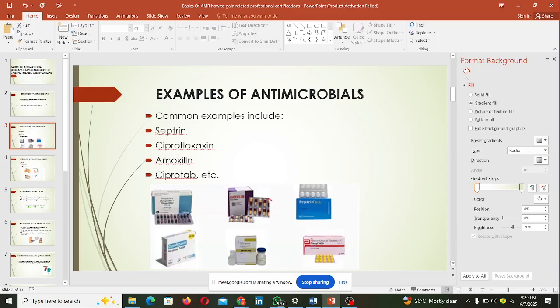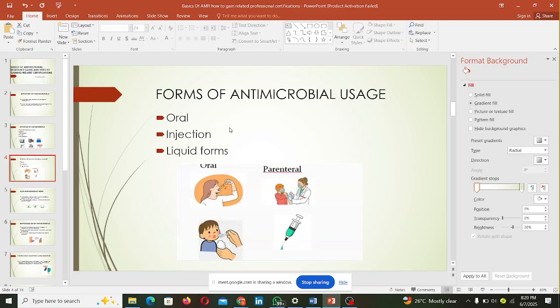They must have heard about them before. Okay, so we have Septrin, we have ciprofloxacin, we have amoxicillin, and then we have ciprotab. And there are various forms of antimicrobial usage. We have oral form, we have injection, and we have liquid forms also. So all these small children, most of the time they make use of liquids, so as for them to easily take in the antimicrobial. And then we have oral usage also, and sometimes we have usage through injection. So these are the various ways that antimicrobials can be used.